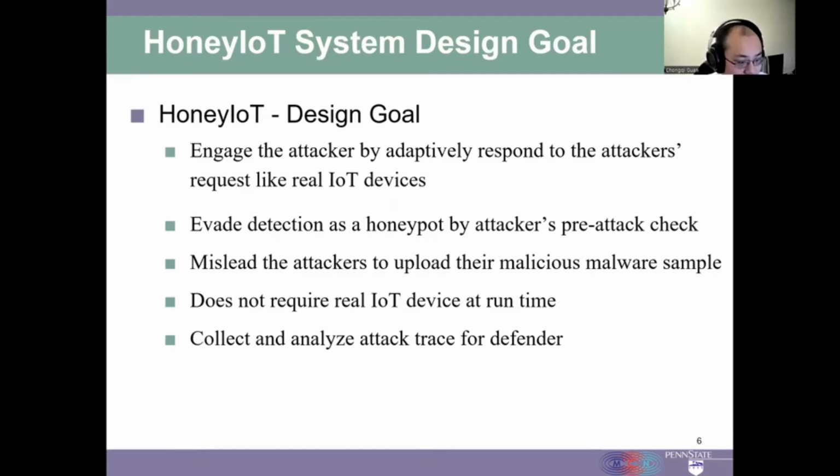Based on the background information we gave, we set up a few design goals for HoneyIoT. First, HoneyIoT needs to respond to the pre-attack checks from the attackers properly, just like a real IoT device, so that it won't be identified as a honeypot. In addition, HoneyIoT should also be able to direct attackers to upload their malicious malware samples. Also, for better scalability, HoneyIoT should not require a physical device at runtime. Lastly, HoneyIoT should be able to collect the attack log and perform preliminary analysis on the attackers.